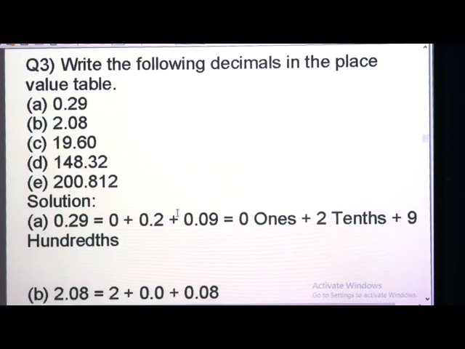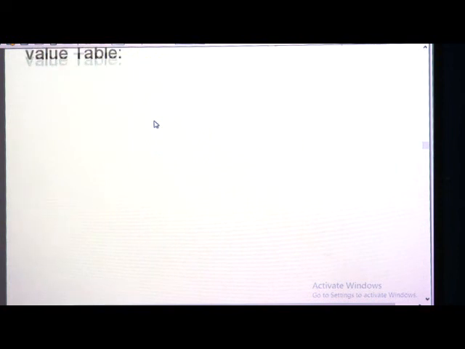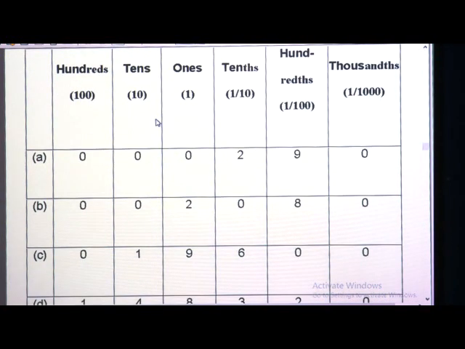Let us move to question number 3 now. Write the following decimals in the place value table. We have a table, and here we need to write the place values. The first question is 0.29. In the hundreds place we have 0, in the tens place we have 0, in the ones place we have 0, and then after the decimal, in the tenth place we have 2 and in the hundredth place we have 9.